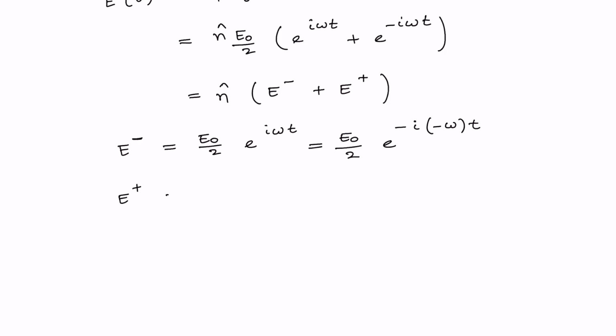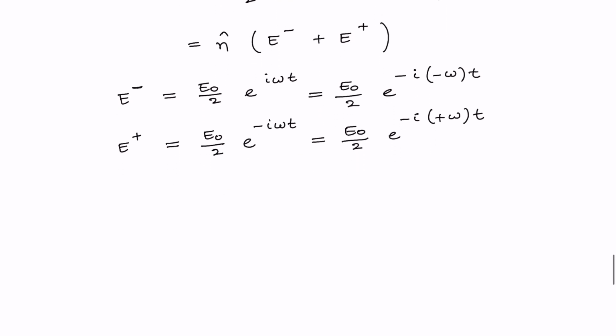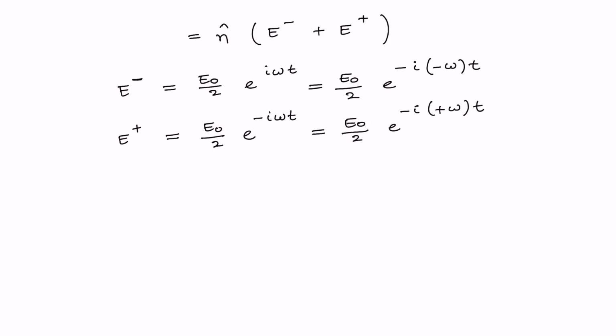This decomposition is many times useful in quantum optics and in other areas. And E⁺ is E0/2 e to the power minus iωt, the positive frequency part. So E⁺ represents the positive frequency part of the electric field, and E⁻ represents the negative frequency part of the light field. This decomposition you will soon see is very useful.